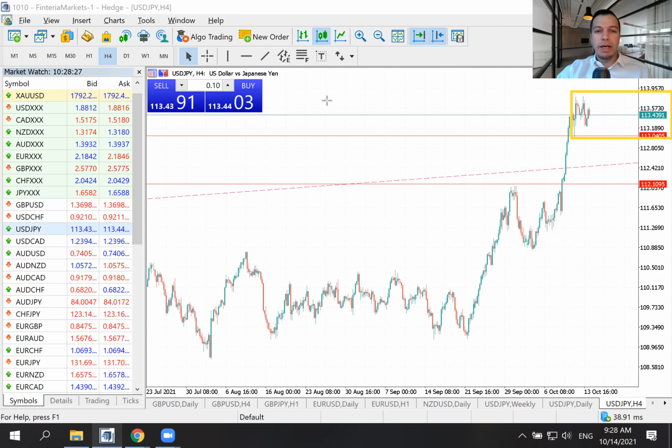However, only in case we have a much deeper correction till the level 112.60, 112.20. This area would be a really interesting area to consider long positions. So our recommendation would be like this. And before that, I think the best strategy would be to wait and see, or to look for opportunities on some other currency pairs. So that's it for today.